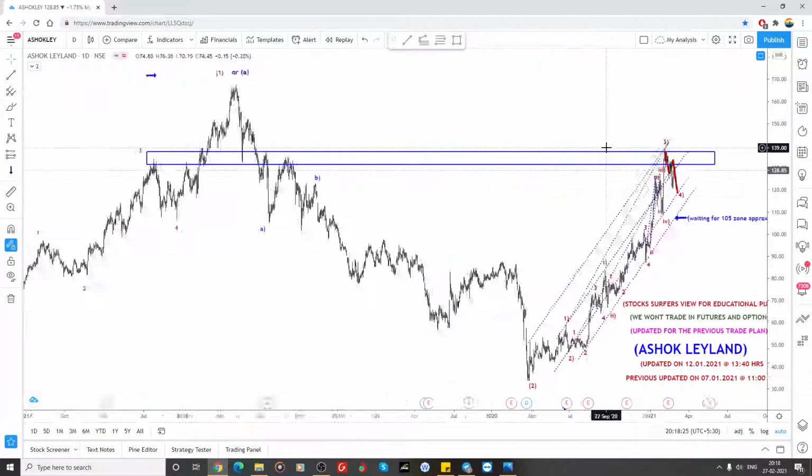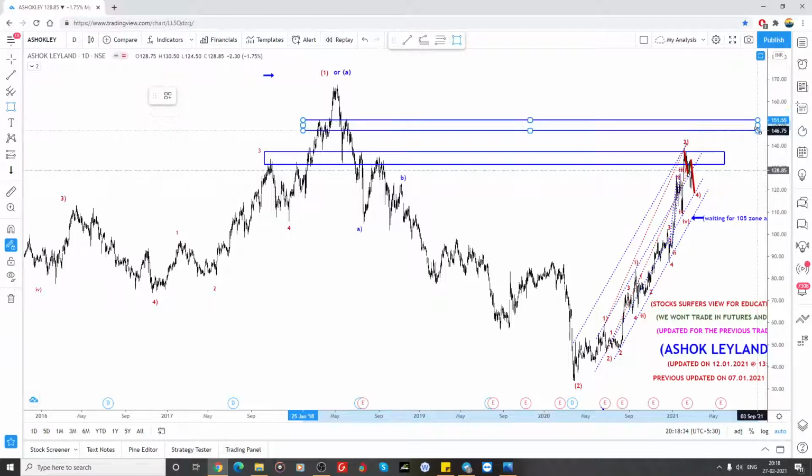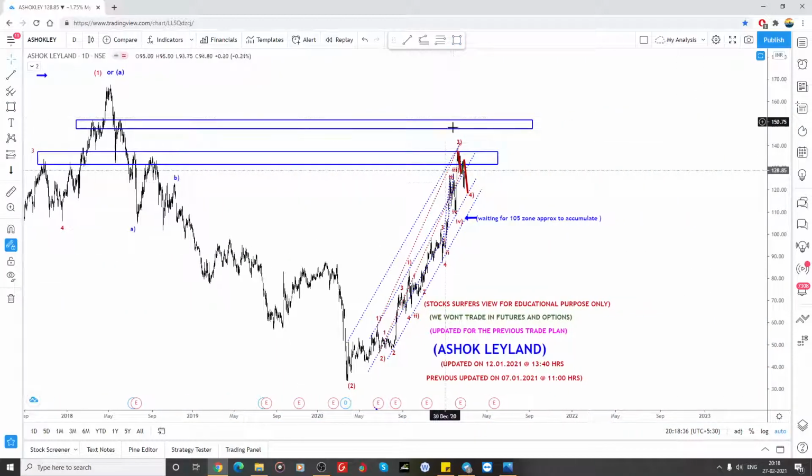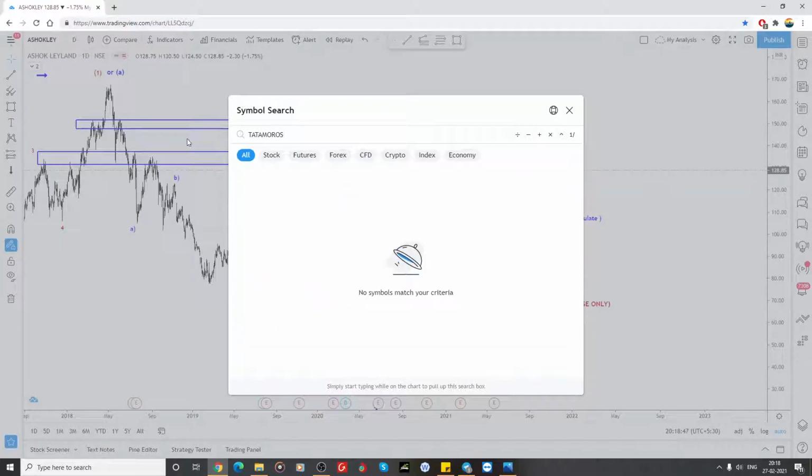After that, I'm expecting one more high to reach this 150 to 160 zone. So this zone has to be reached again. Once that fourth wave gets completed, it can reach this zone. So Tata Motors, I already did. Let's see.